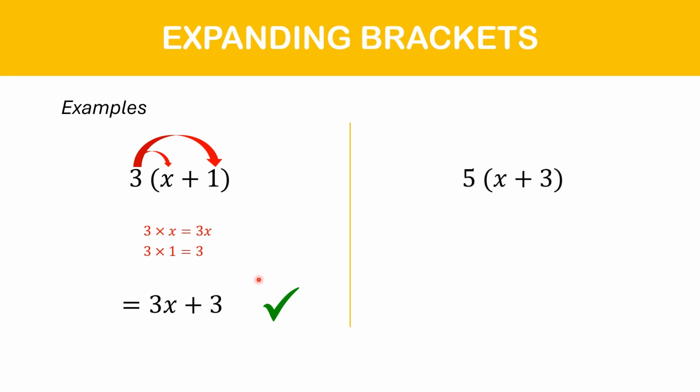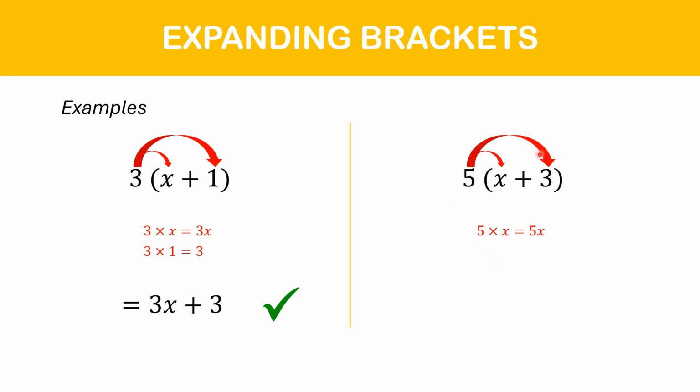See if you can tell me what we do first. What do we do first? We've got 5(x plus 3). What do we do first? That's right. We times 5 by x. So 5 times x, and 5 times x gives us 5x, because we can't actually do 5 times x, so we express it as 5x.